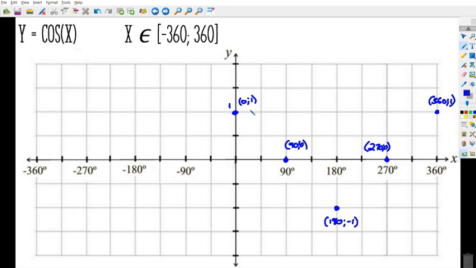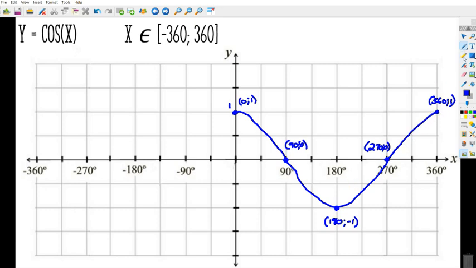Again, I said it's a wave, so it's coming down. I'm connecting these points, and I'm going to curl at the bottom, and I'm going to come up. I'm going to touch that point there, and it's going to turn over there.